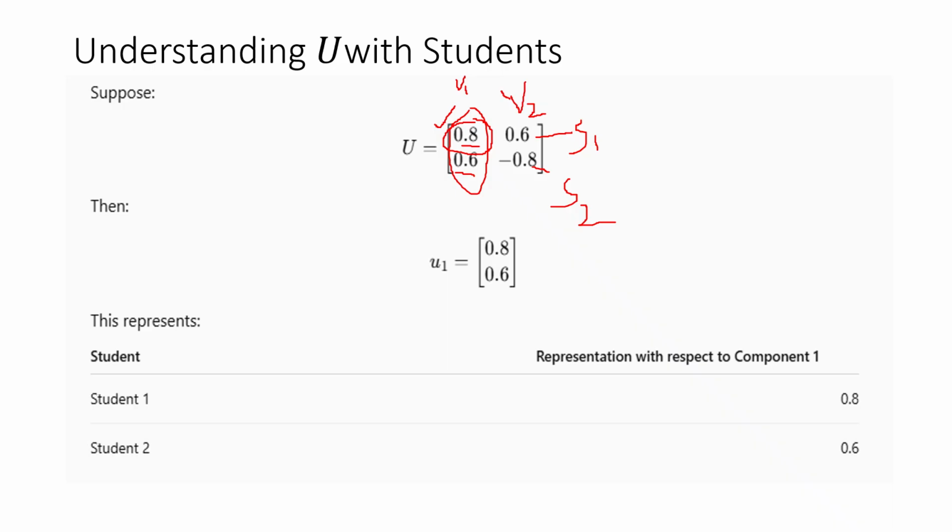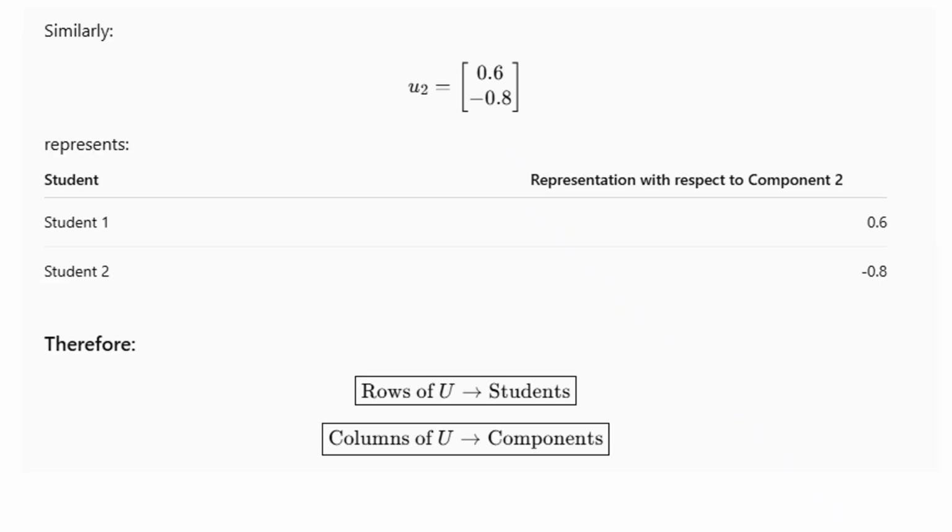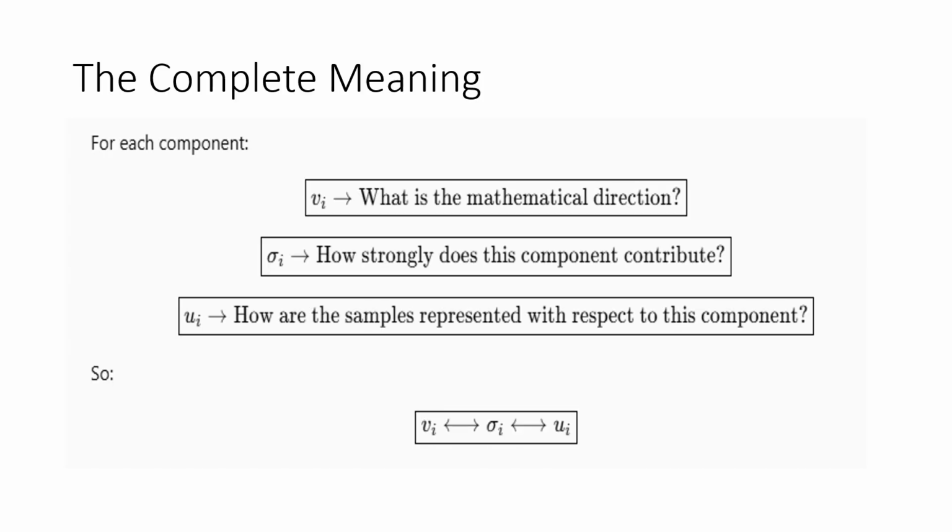It tells how much our observations or samples are related to the components, or the hidden patterns, or the mathematical directions that we have found. So student 1 is associated 0.8 with component 1, and student 2 is associated 0.6 with the first direction. Likewise with the second direction, student 1 is associated 0.6 and student 2 is associated with minus 0.8 with the directions that we have found. So what is the complete meaning?